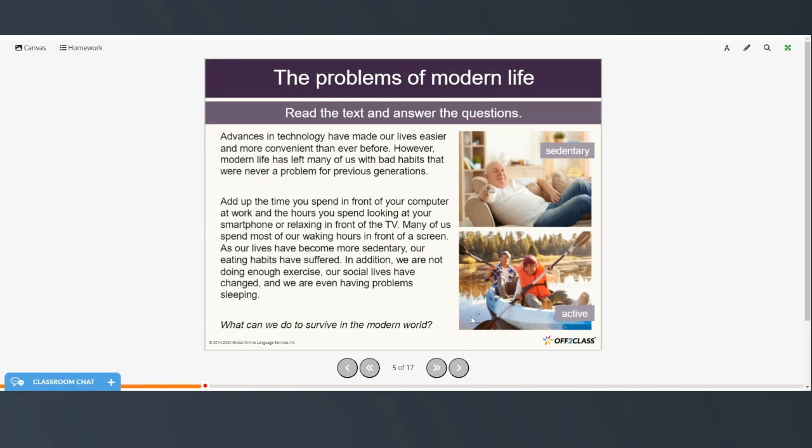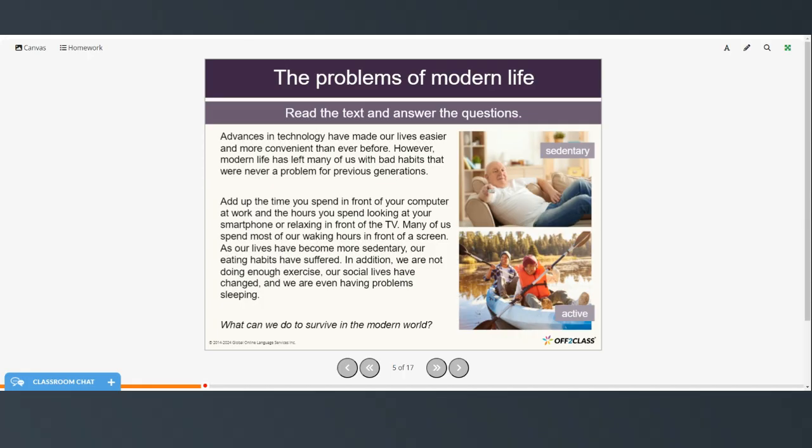All right, so now we're going to read the text and answer the questions. A couple of vocabulary words first. Sedentary. Sedentary is when you're not very active. He's sitting watching TV. And active is when you're out doing things, either sports or activities. So these would be opposites. Sedentary and active would be opposites of each other. All right, you can pause the video and read on your own, or you can follow along as I read.